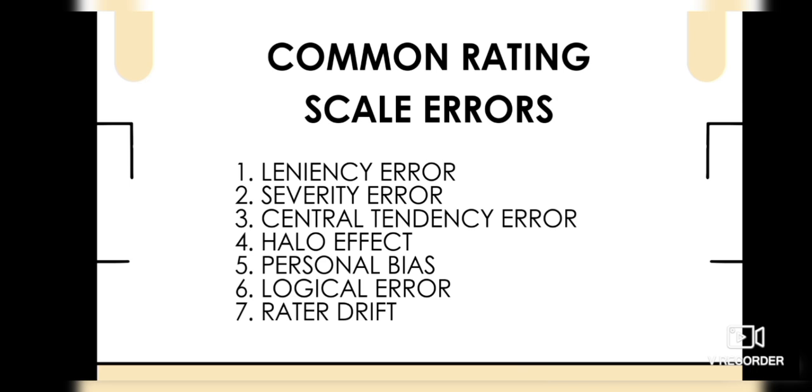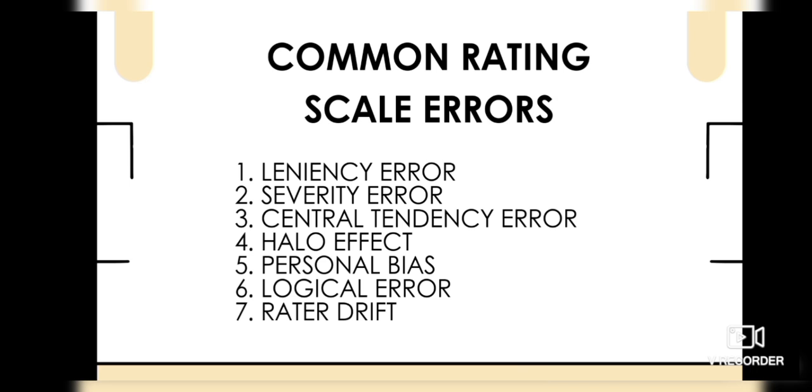From the word personal bias, of course, we are all familiar with it. It occurs when a teacher has a general tendency to use inappropriate or irrelevant stereotypes, favoring boys over girls, or rich families over middle income families, etc. And then logical error occurs when a teacher gives similar ratings to two or more dimensions that the teacher believes to be related, when in fact they are not related at all.